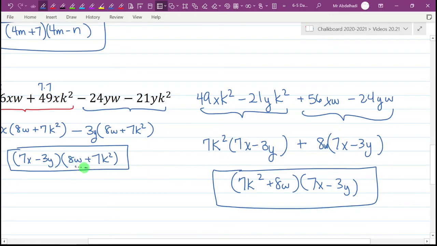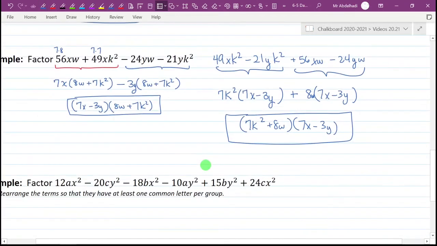It's just that they're written slightly differently. Like this is 7k squared plus 8w. This is 8w plus 7k squared, which is the same thing. And the order of the parentheses is different, but multiplication is commutative. A times b is the same as b times a, so it doesn't matter what order the parentheses are in. But you can see, no matter how you group things, there's no wrong way to group as long as you do get a GCF from each group.